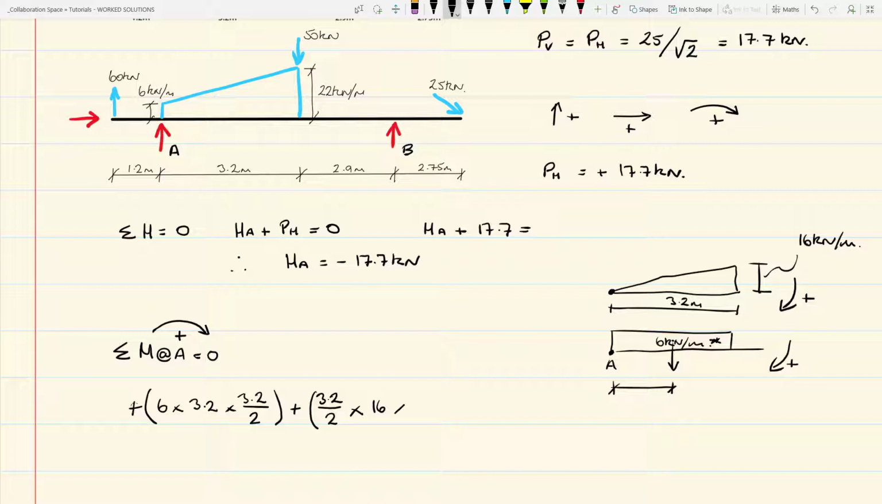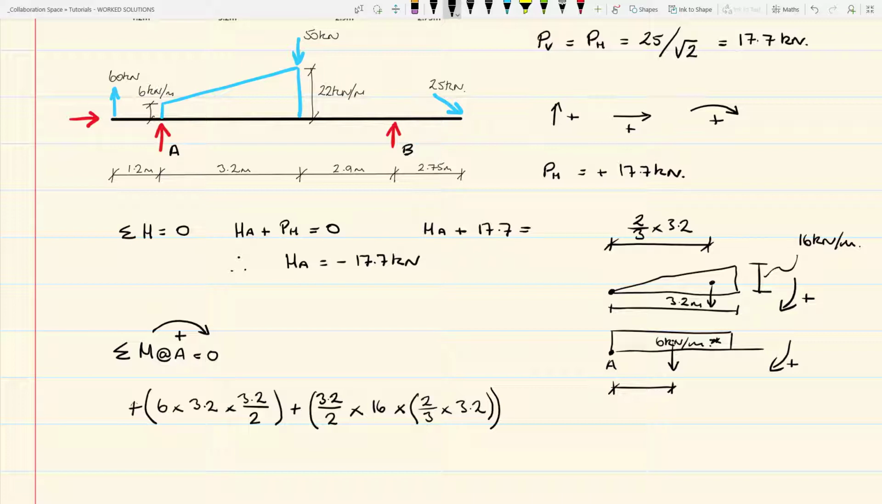We now multiply that by the lever arm over which it acts. And the lever arm, as you should know for a triangle, the centroid of a triangle is 2/3 of the base. So that is 2/3 of 3.2. That is your lever arm associated with the triangle. So we can write 2/3 times 3.2. And that is the moment associated with the triangular part of the UD load.